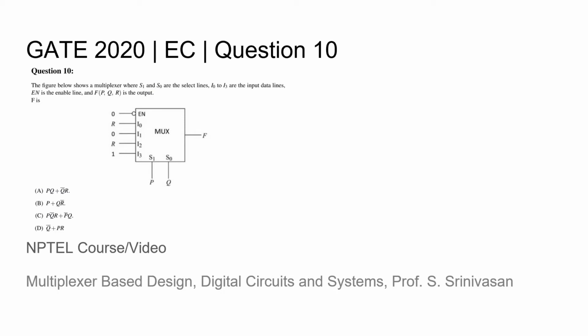This is question 10 from the GATE 2020 EC paper, where we are asked to find what the equation of the output F of this combinatorial circuit, that is this multiplexer, is of the input variables P, Q and R. Some of the inputs are tied to P and Q, some of them are tied to R, and some of them are tied to logic levels 0 and 1.